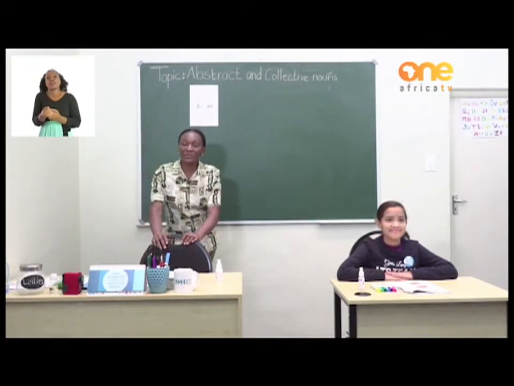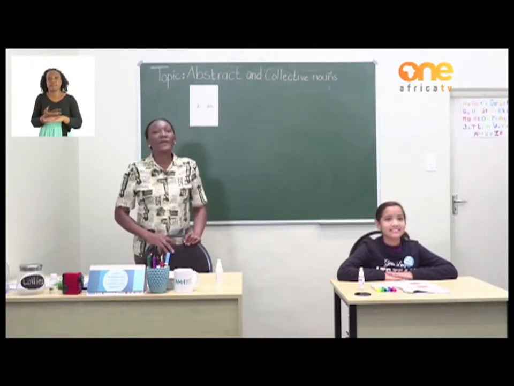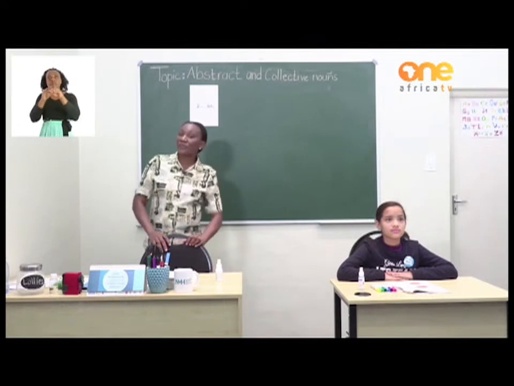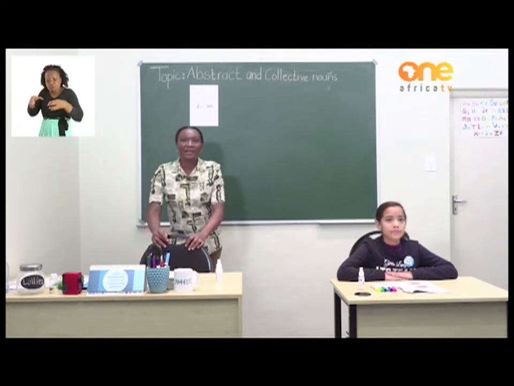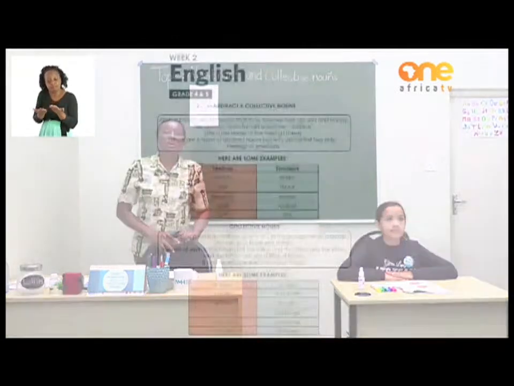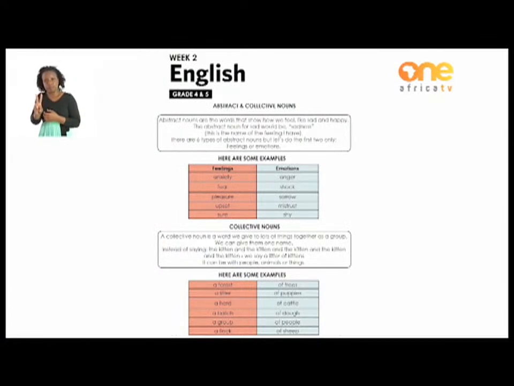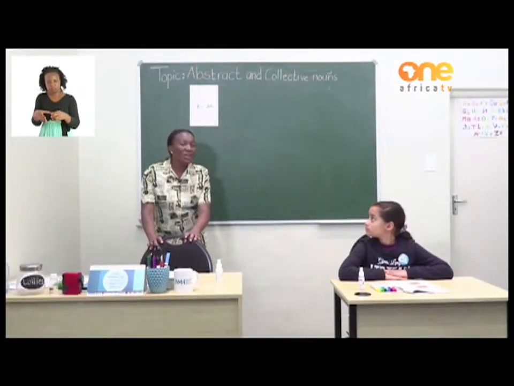Chanel, do you have a few examples of collective nouns? Well, I have a few examples of collective nouns. For example, a flight of stairs, a school of fish, a pride of lions. Let us look at page 16 for more examples. Here are some examples of collective nouns: a forest of trees, a litter of puppies, a herd of cattle, a bunch of dough, a group of people. Chanel, do you have any questions? No question.